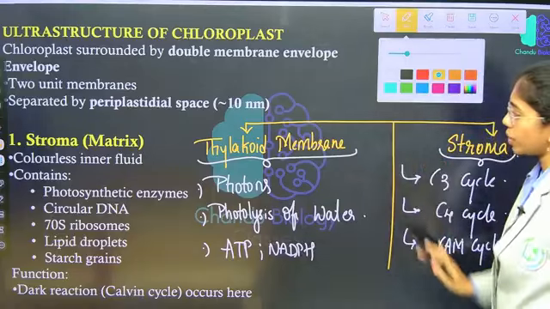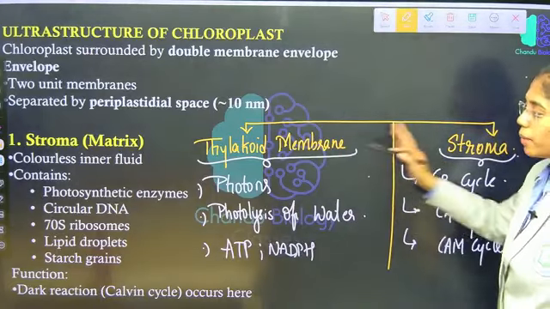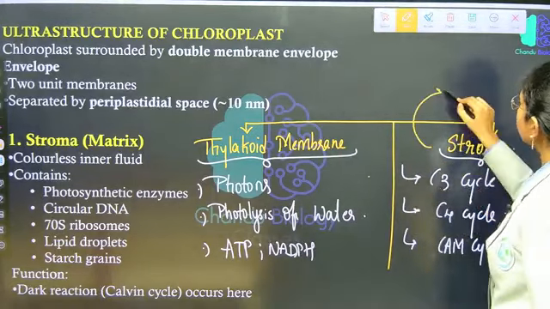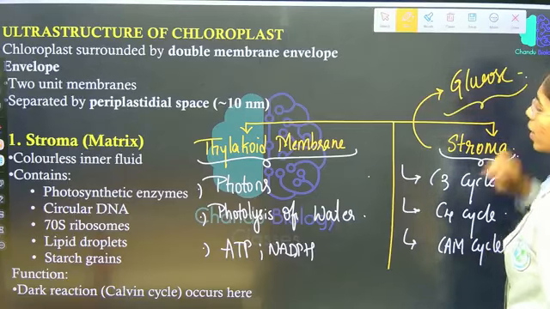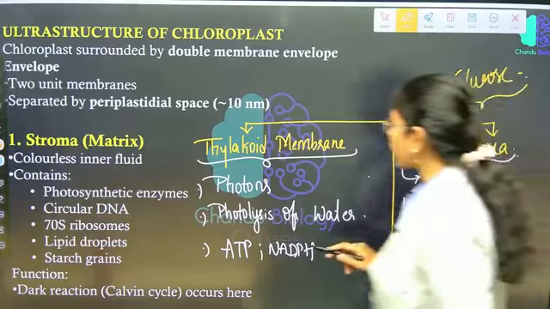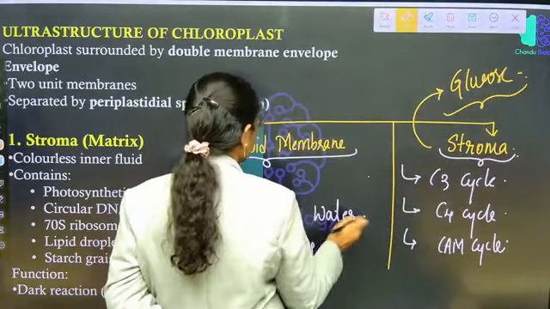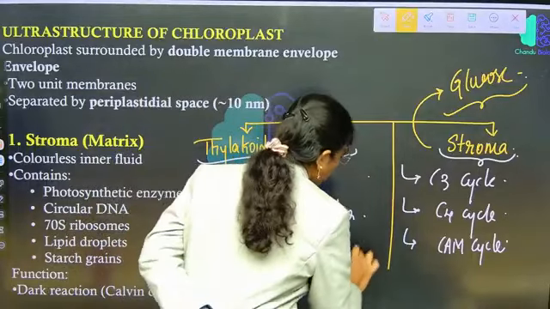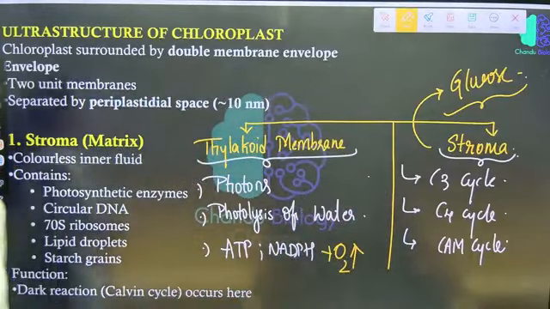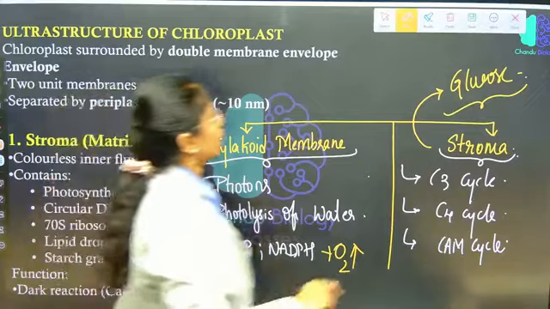These are the functions that occur in both the thylakoid membrane and stroma. And at the end, inside the stroma, what is synthesized? Glucose is synthesized. Fine, right? What are the products of the light reaction? ATP, NADPH, and as a result of photolysis of water, oxygen is also produced as a byproduct. Clear, right?